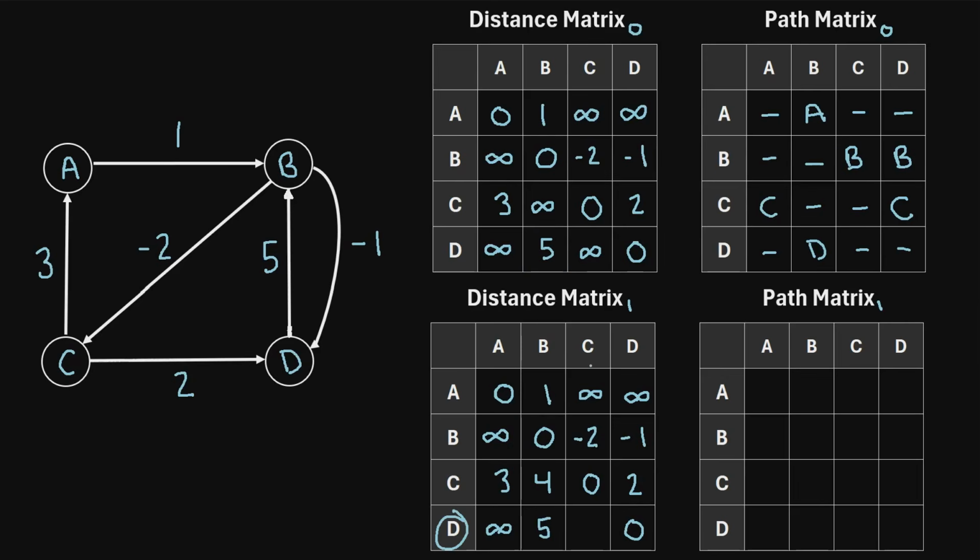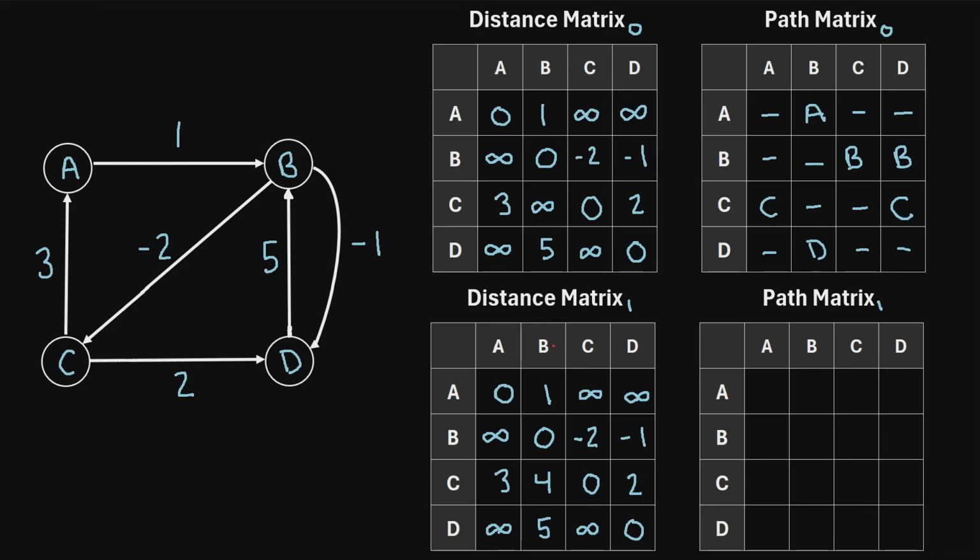And then lastly, to go from D to node C, that current shortest distance is infinity. So can we shorten that by going through node A? Well, from D to A, that distance is infinity. And from A to C, that distance is also currently infinity. So is infinity plus infinity any shorter than infinity? No, so we won't update that value yet.